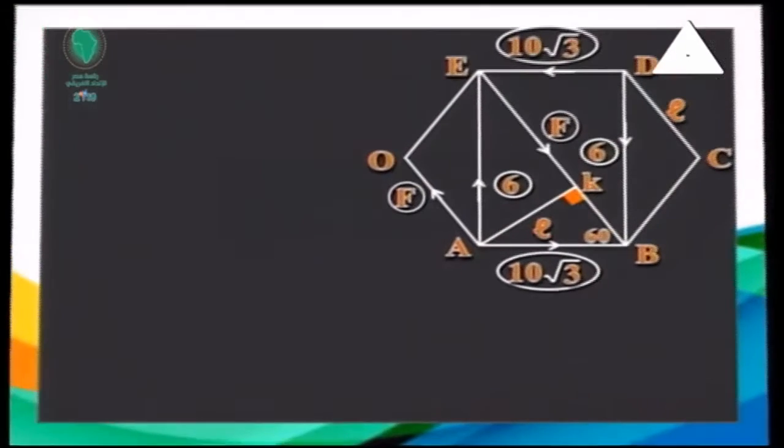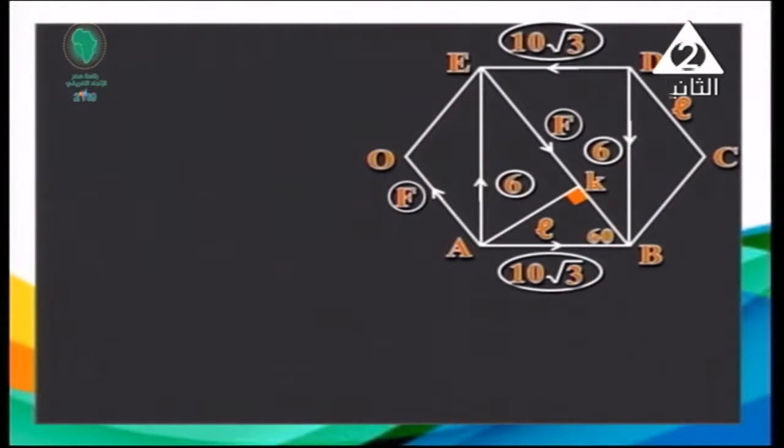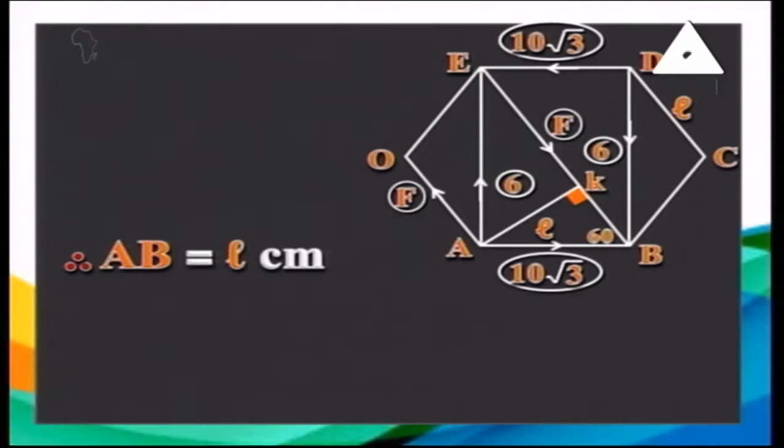My dear student, look, we have ABCDEO, a regular hexagon. We know that all sides are equal in length and all angles are equal in measure. Each one equals what? Student, 120 degrees. Let AB side length be L centimeter.